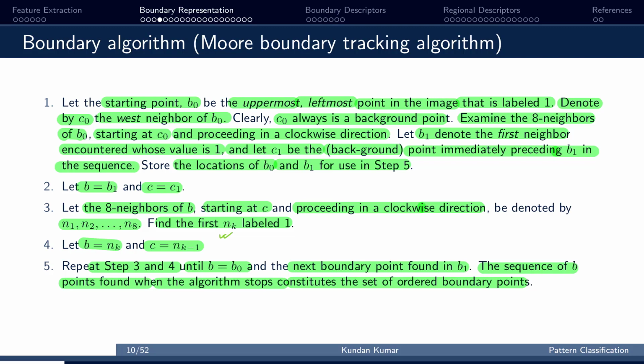Okay, as I showed you, the blood cell there, the boundary was there. So we performed the segmentation on the blood cell and we obtained the boundary. But how can we represent that boundary? So using this algorithm, we can represent it in terms of the pixel locations belonging to the boundary of an object. So this algorithm is called the Moore boundary tracking algorithm. Okay.